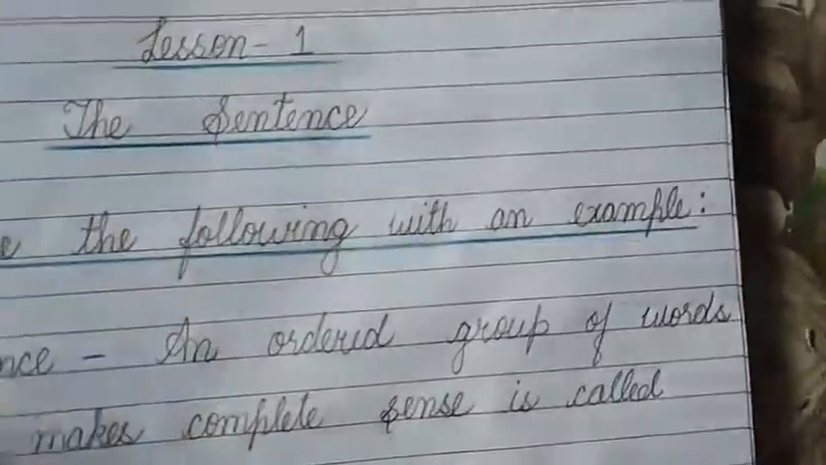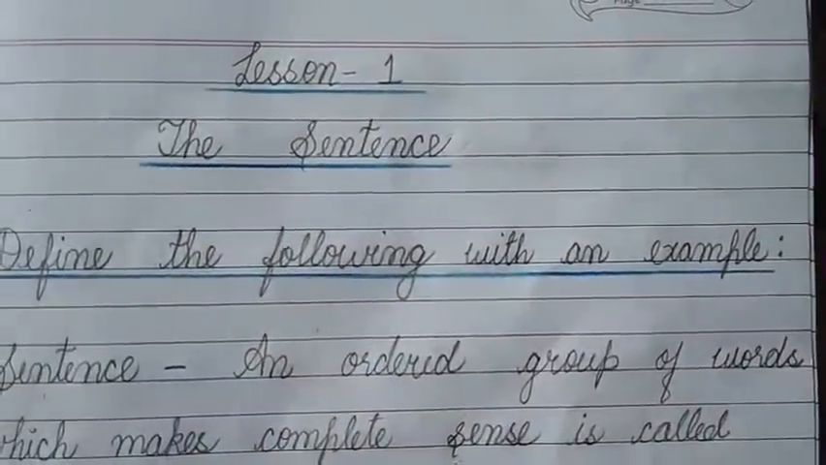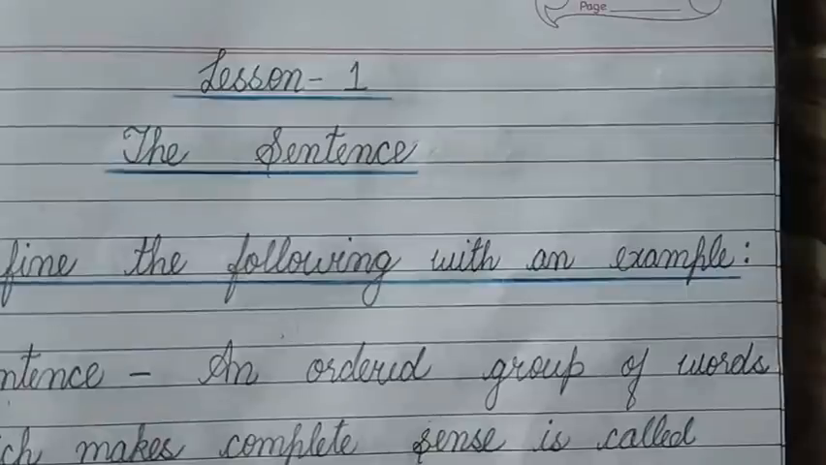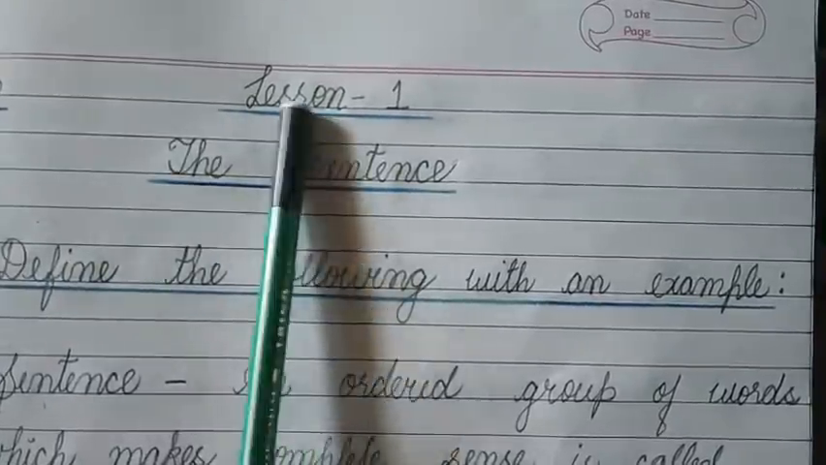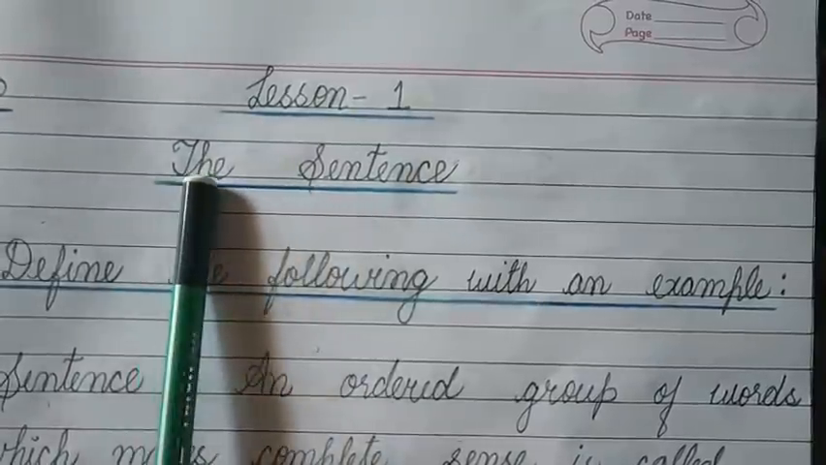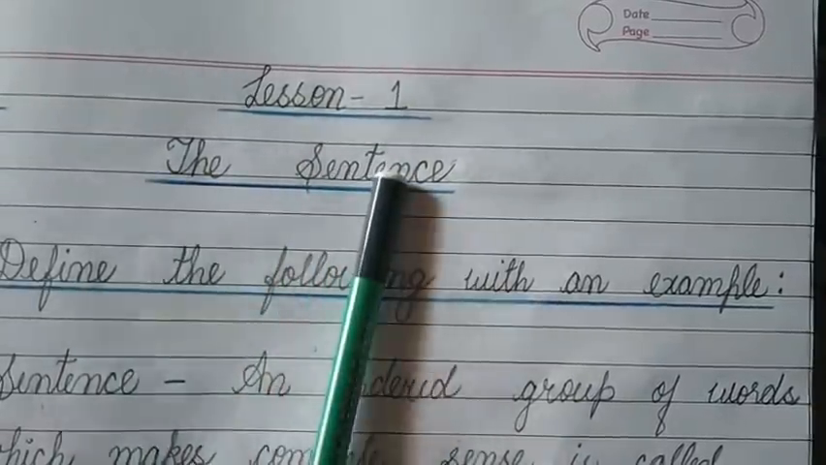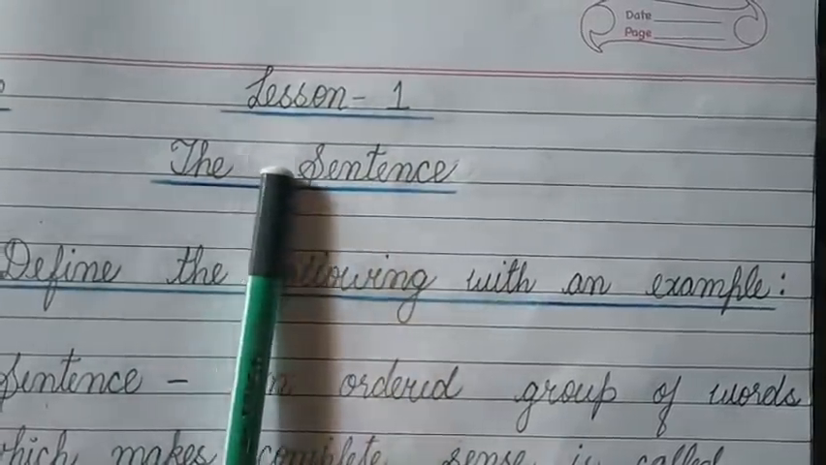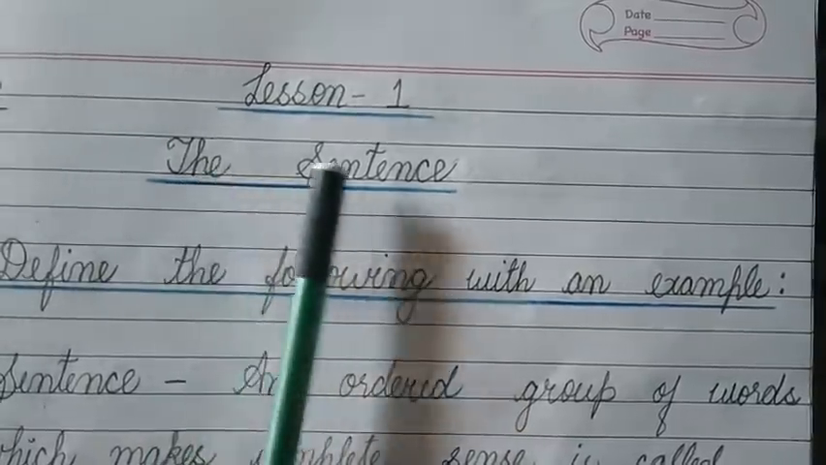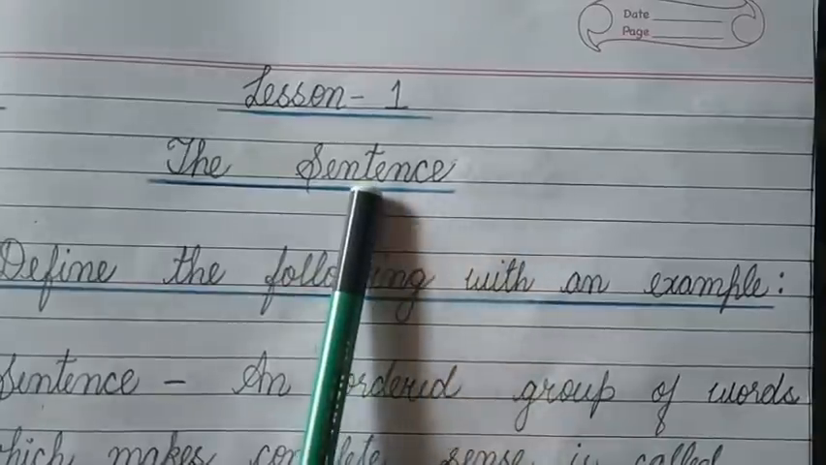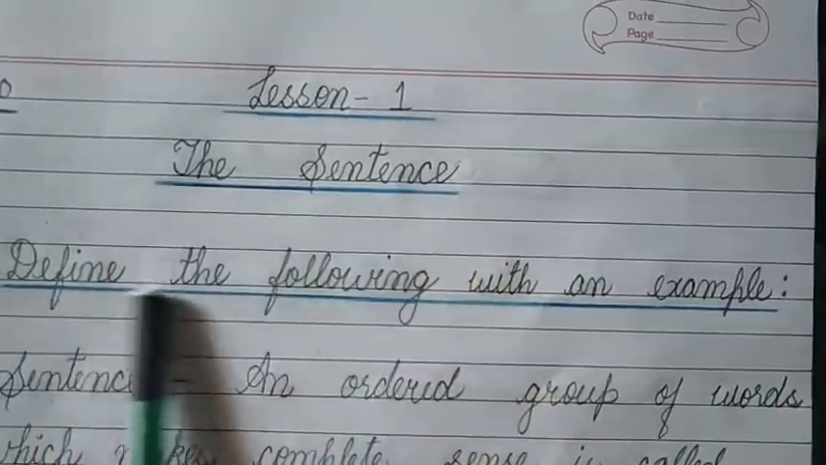You will write down the name of the lesson. Leave one line and write children. In the very first line, you will write down lesson 1. Then you will write down the name of the lesson, the sentence. Here you have to give one finger gap or two finger gap. Then after leaving two lines, children, you have to give this heading.